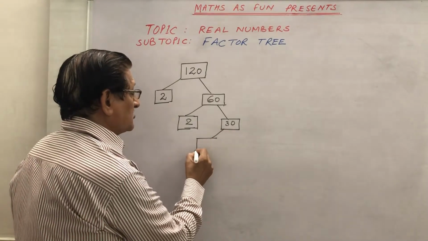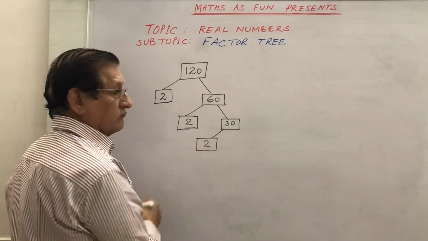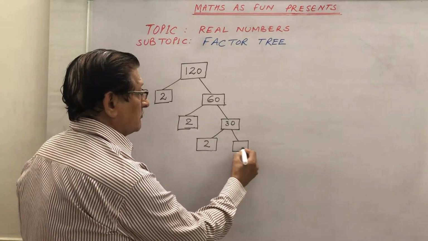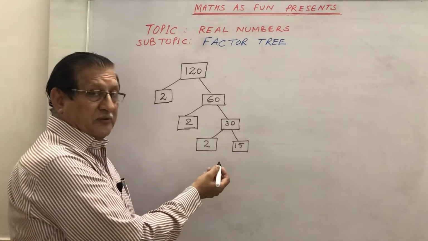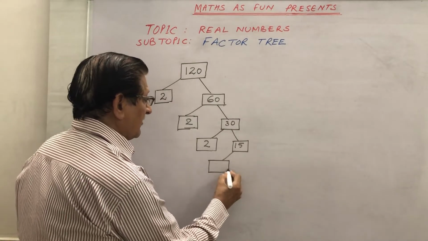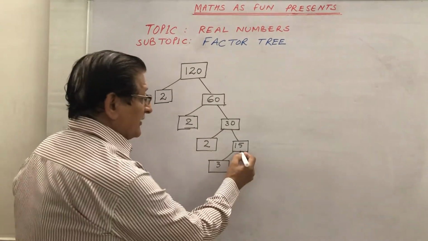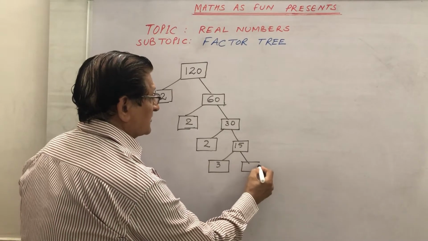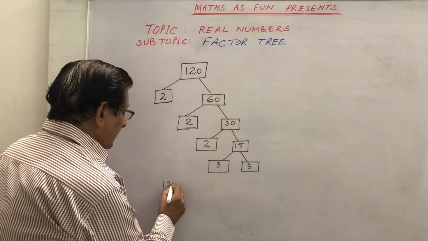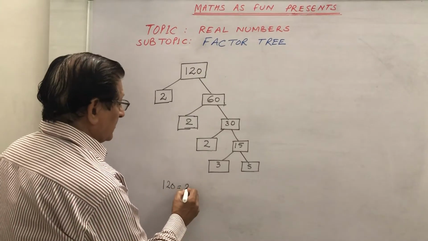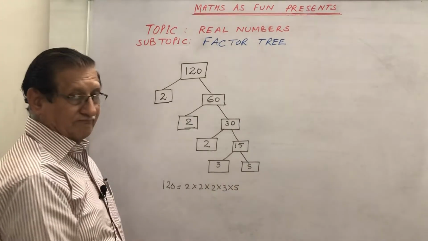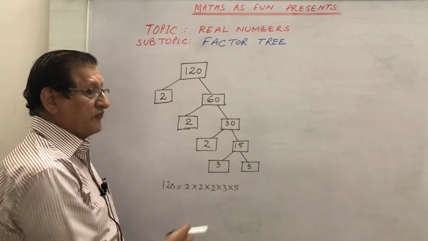Next factor again is 2, and when we divide 30 by 2, it comes 15. Then we can't divide by 2. The next prime factor is 3, and we divide by 3. Then comes the last factor, that is 5. It means the prime factors of 120 are 2 into 2 into 2 into 3 into 5. Then you can see 2 to the 4 to the 8, 3 to the 24, 5 to the 120.